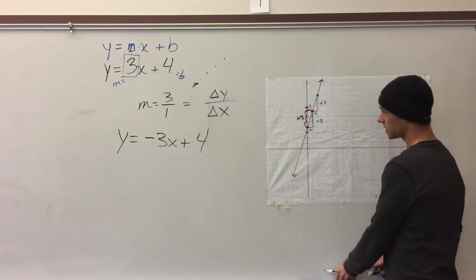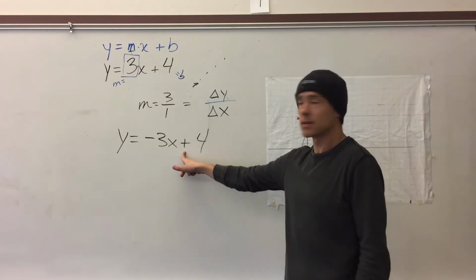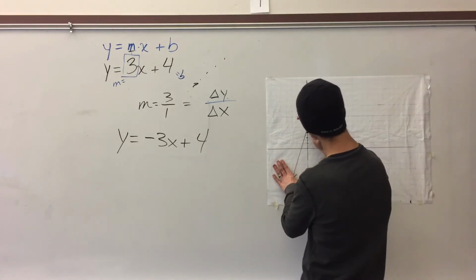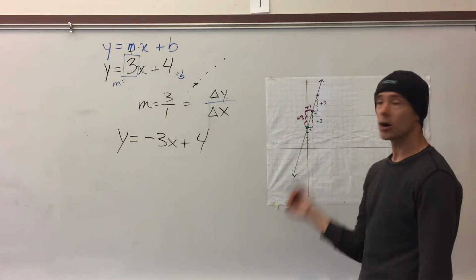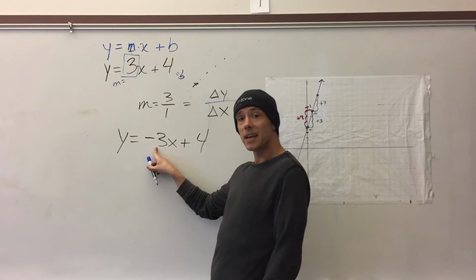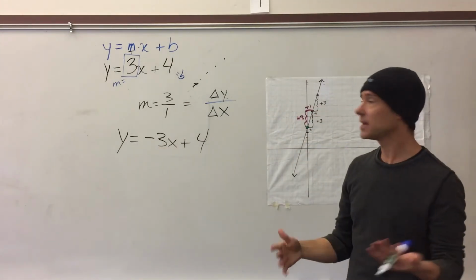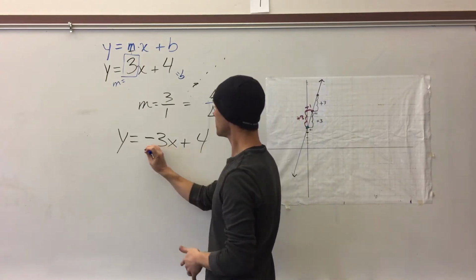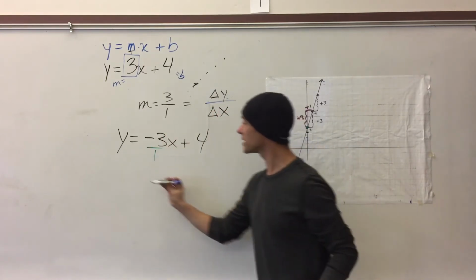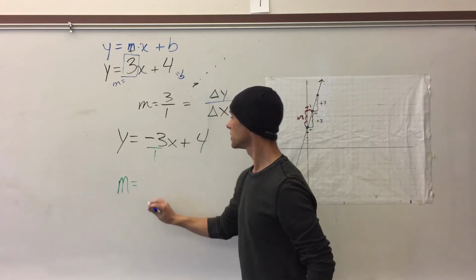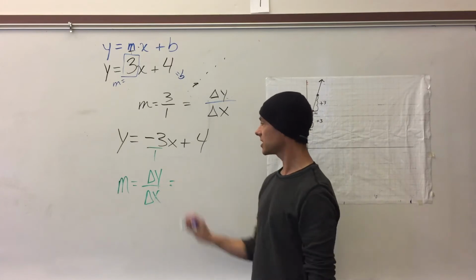I'll do this one in green. So we're going to start in the same place. We're still going to start at 4. Okay, so there we are, starting at 4. Now, the slope is -3. So again, what that means is I'm going to go over 1, but this time I'm going to go down 3. Because remember, slope is a measure of how y changes over how x changes.